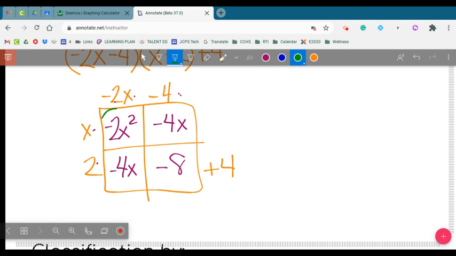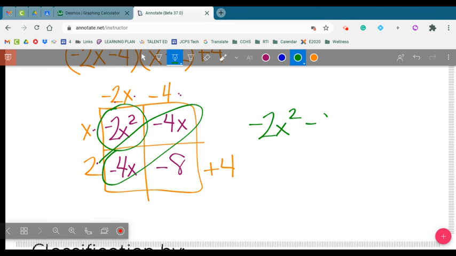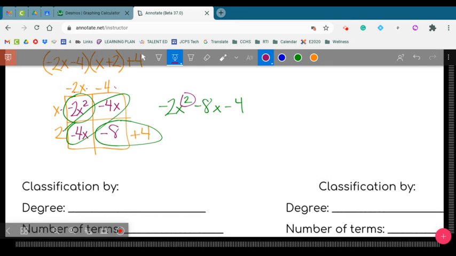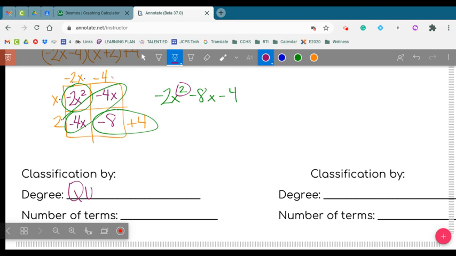Then combine your like terms and write them. So you got negative 2x squared. Negative 4 and negative 4 is going to give me a negative 8x. And then I can combine these last two because I have that 4 on the outside. Negative 8 and a positive 4 is going to give you a negative 4. Classification. Biggest exponent is 2, so this is a quadratic. Number of terms, you have 1, 2, 3, so it is a trinomial.